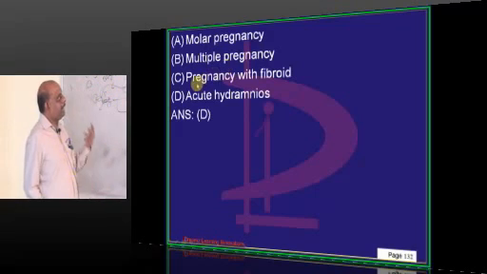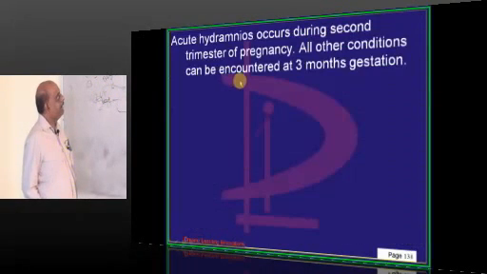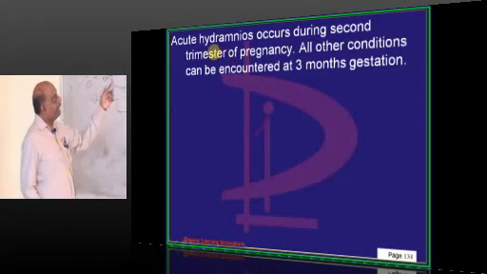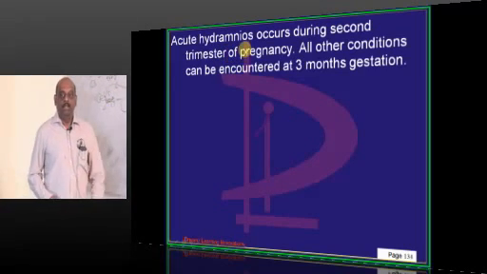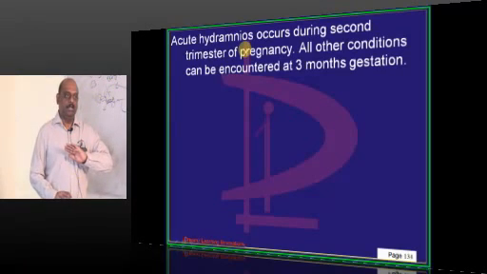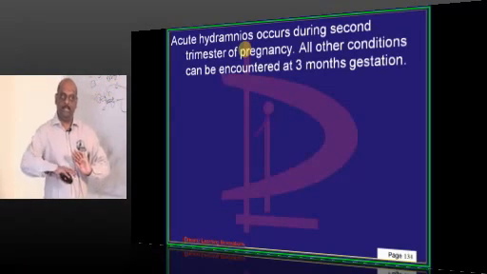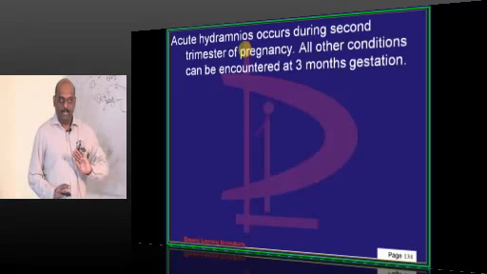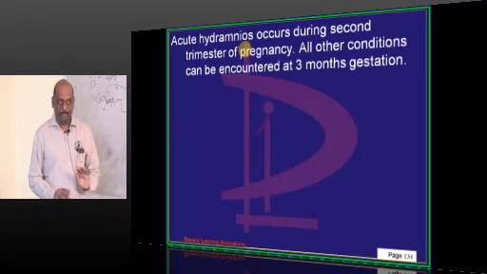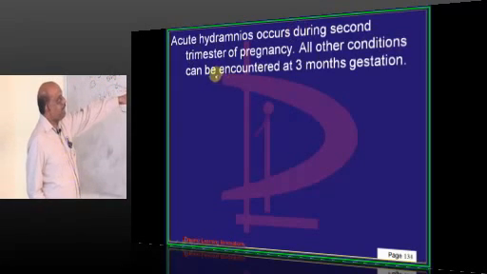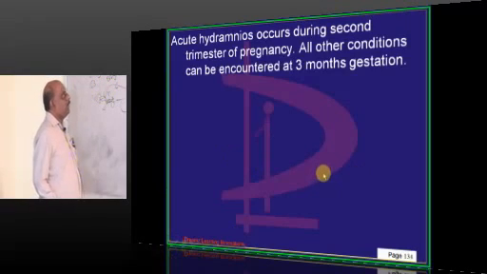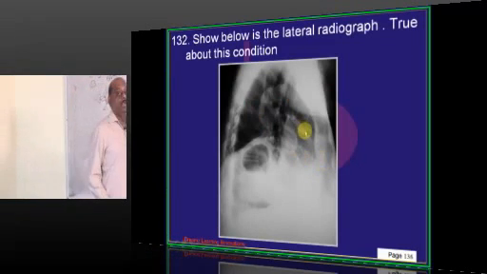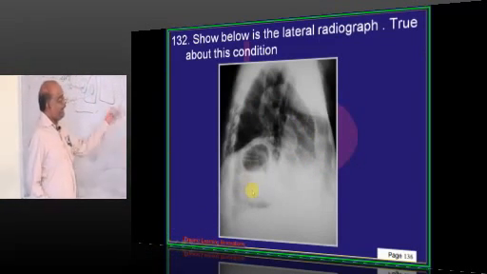Multiple pregnancy, molar pregnancy, pregnancy with fibroid, but not acute hydramnios, because generally acute hydramnios has a cause of disproportionate clinical examination and menstrual period as a cause of the discrepancy. It is only suspected during second trimester, but what we are talking about is first trimester still, is what needs to be basically remembered.